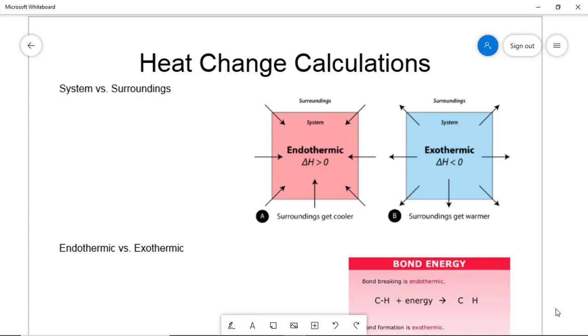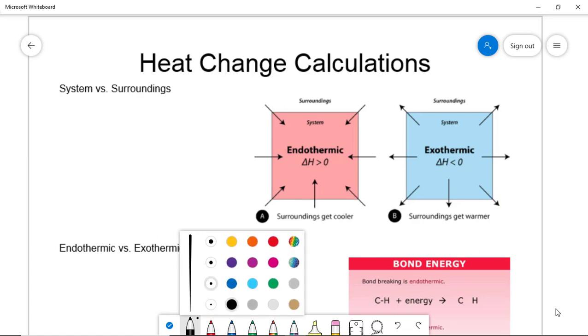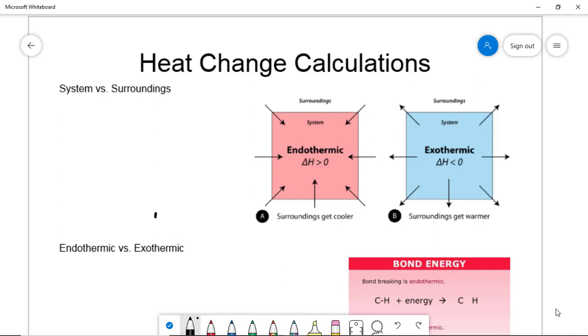All right, guys, so we're going to start our video review here for today. So this is for 16-1. We will be going through and talking a lot about all the different heat change calculations that we have looked at as we have gone through and discussed previously.